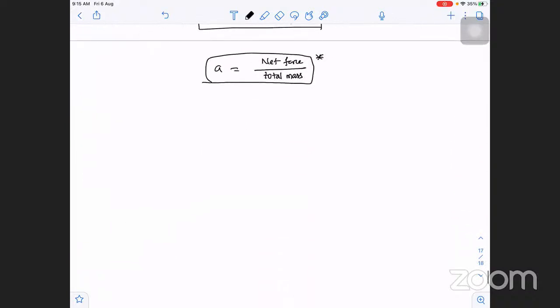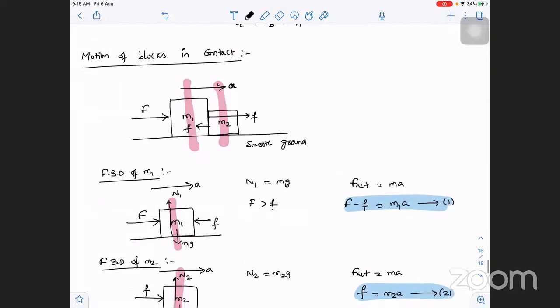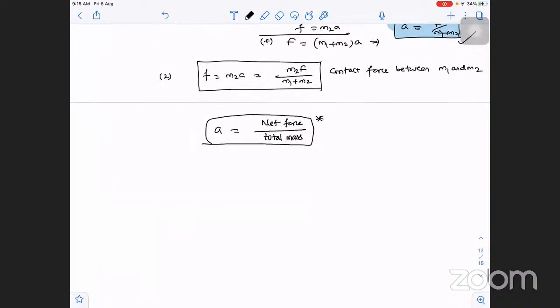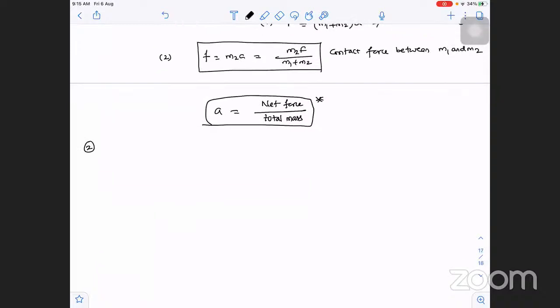So now let us go with the next case. This is the first case; let us go to the second case with three blocks. We are extending our idea. M1, M2, M3, and this is the force.